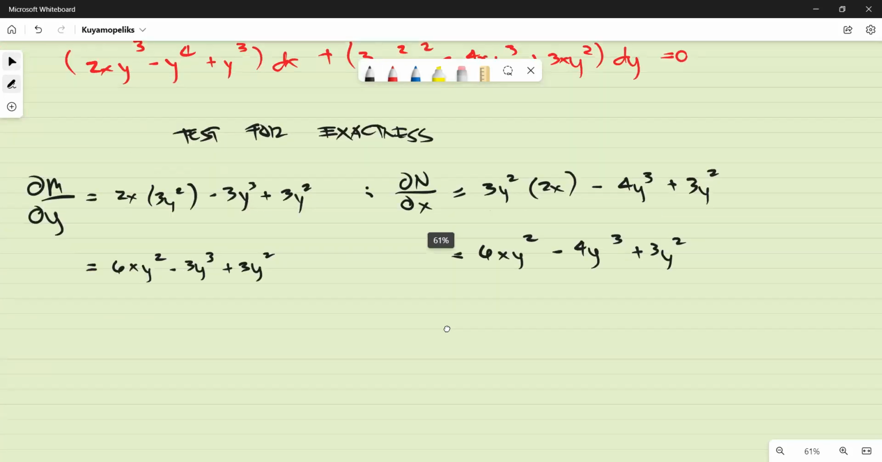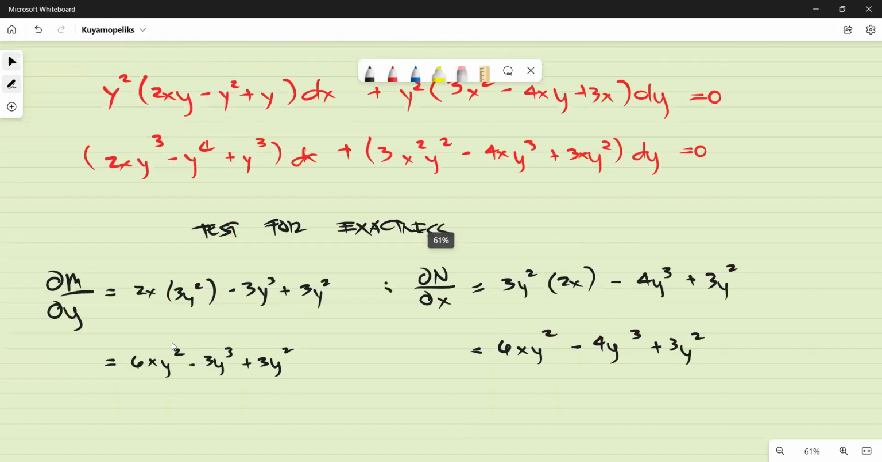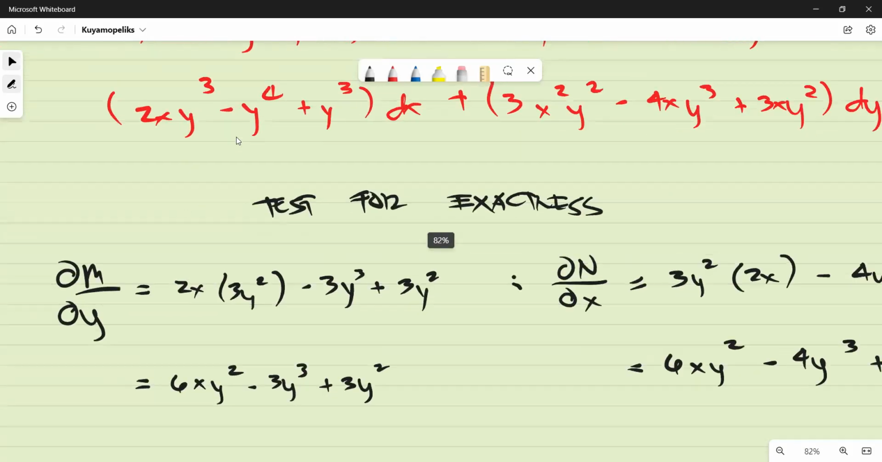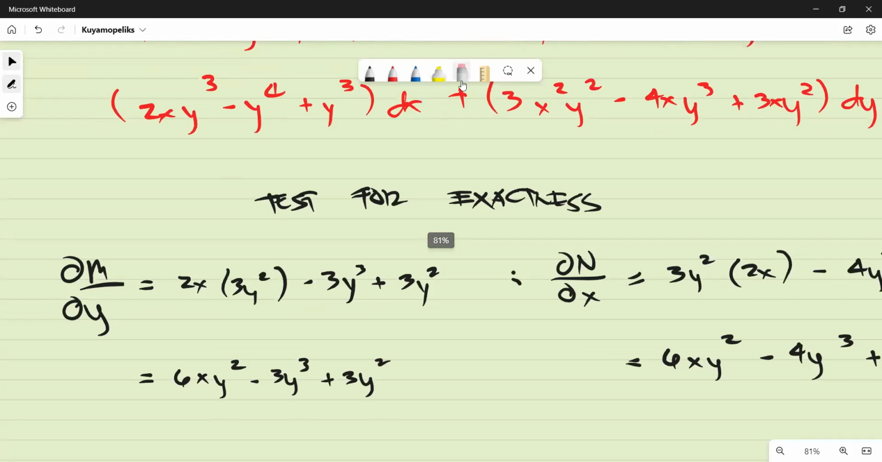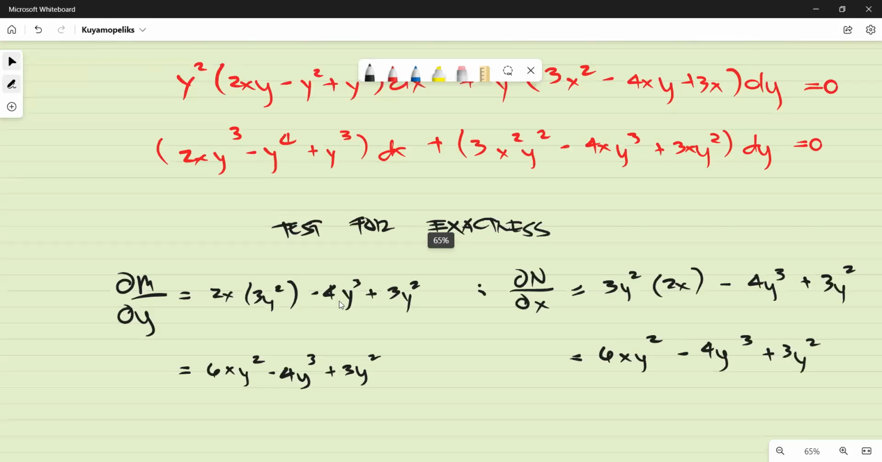Ayan. Uy, wait, bakit ganon? Bakit ito ay cube? Ay, wait. 4 pala dapat to, no? Mali, may error ako dito. This is 4. This is 4. Sorry na. Yan. Dahil derivative ng y to the 4th pala ay 4y cubed. 4y cubed. Bakit 3 binaba ako doon?